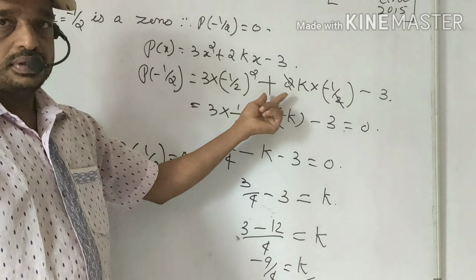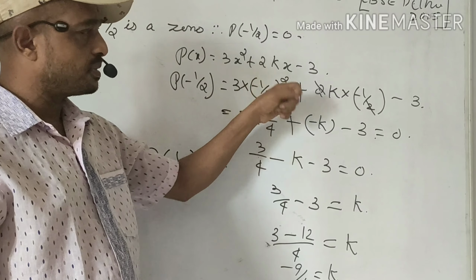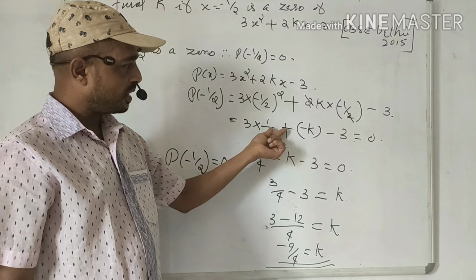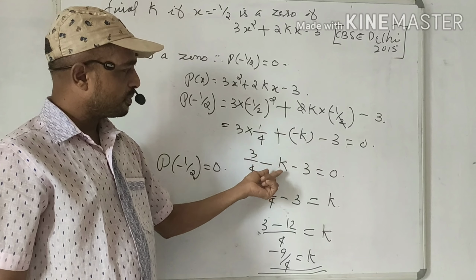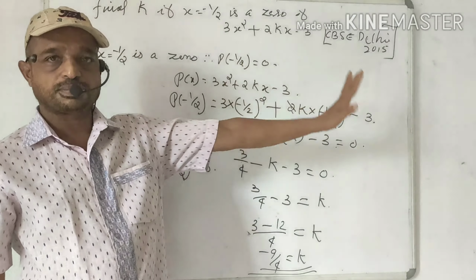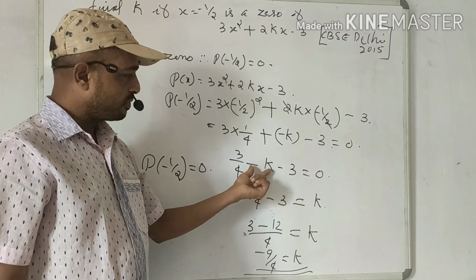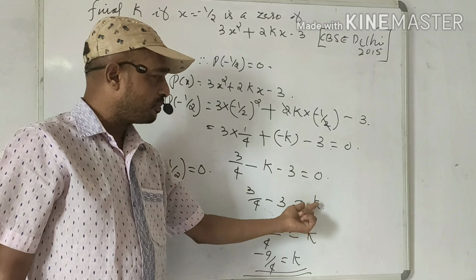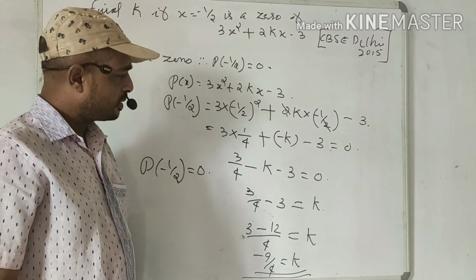See, different signs always become negative and same signs become positive. So here the signs are different, so we will have to put a negative sign. So minus k minus 3 equals 0. So here k is negative, so simply transpose this k to the right hand side. So 3 by 4 minus 3 is equal to, when minus k is brought to the right hand side, it becomes plus k. So what is 3 by 4 minus 3?